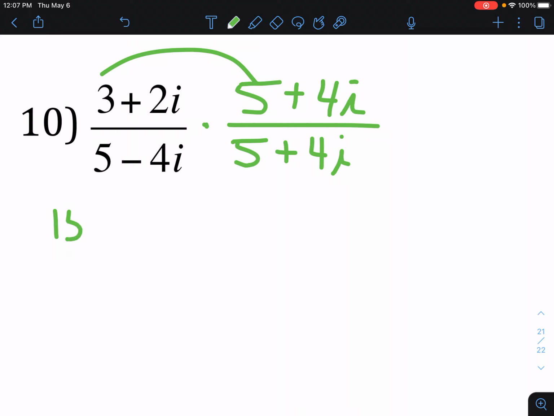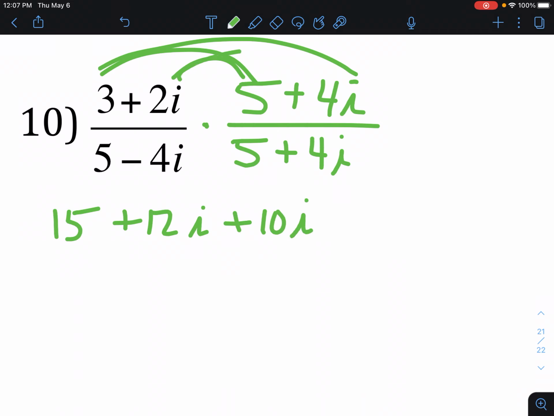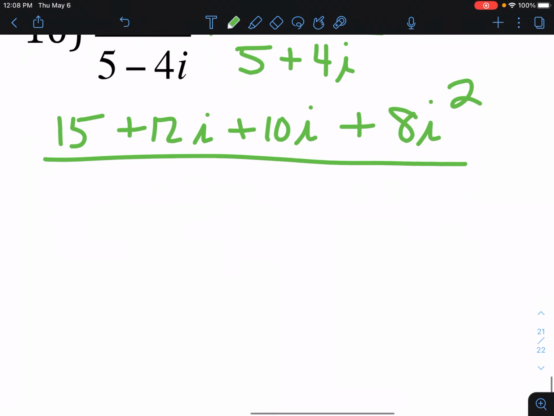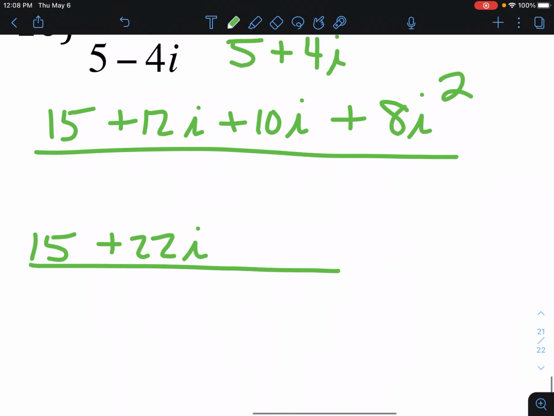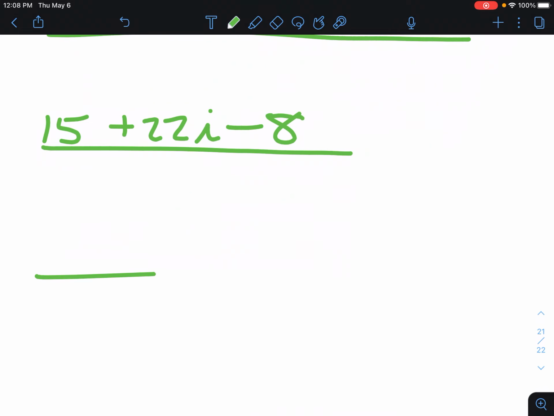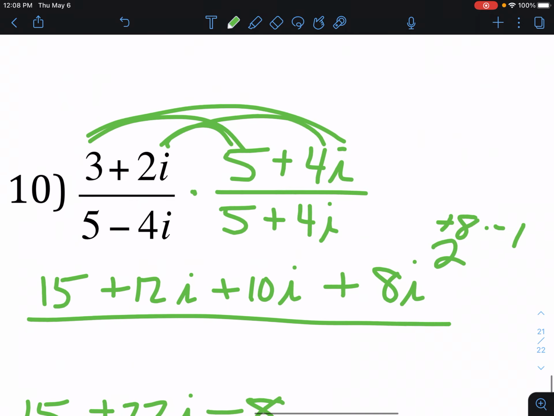First times first, outsides, insides, and last. Let's continue to simplify that. 12i plus 10i will be plus 22i. And then the I squared becomes 8 times negative 1, which is negative 8. And then you can do 15 minus 8 is 7. Bring down the 22i. Now let's FOIL the denominator.